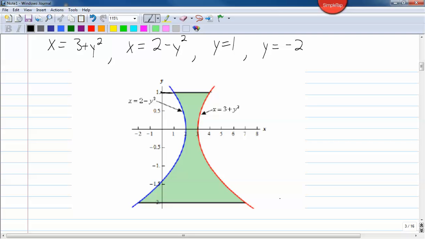Alright. And so now, once we have all of that drawn, we can see this shaded region in here is what we're looking for. We want to find the area of that region. So we say right curve minus left curve. Alright, so let's set up an integral. The integral of, alright, the right curve is 3 plus y squared minus the left curve, 2 minus y squared.